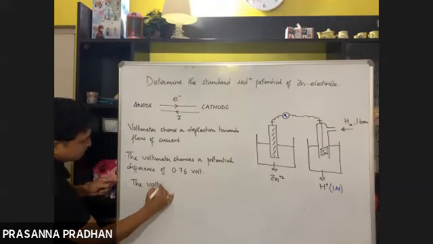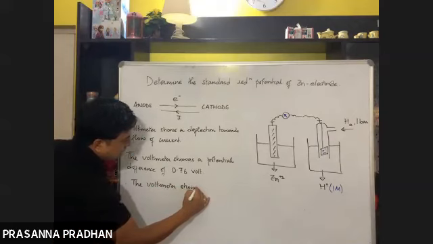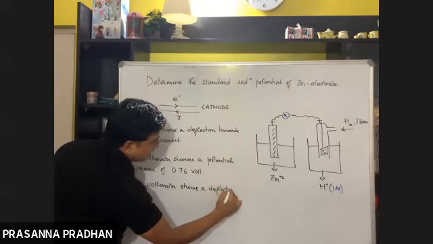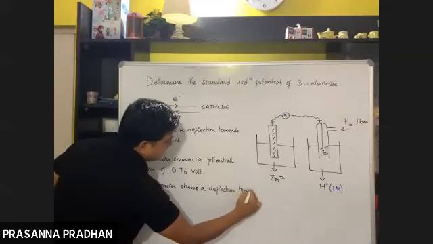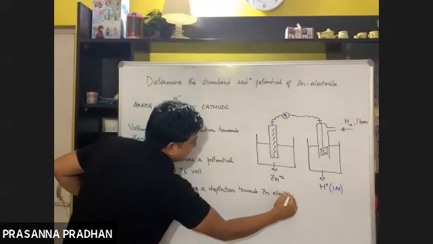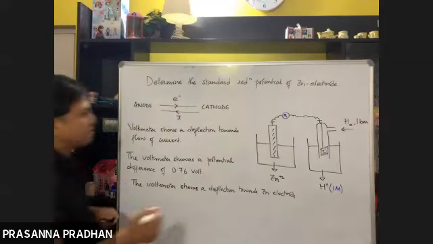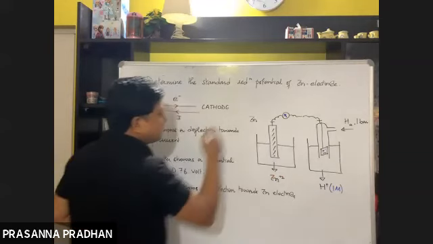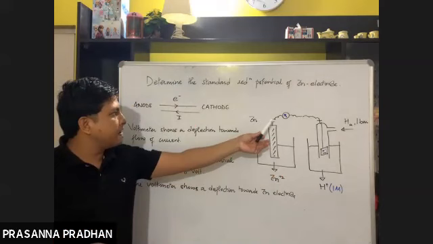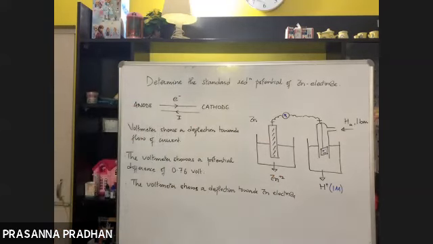And the voltmeter again shows a deflection towards zinc electrode. Now you tell me, what is the deflection of your voltmeter? It shows a deflection towards your zinc electrode. Means current is flowing towards the zinc electrode. Now you tell me which one is the anode and which one is the cathode.